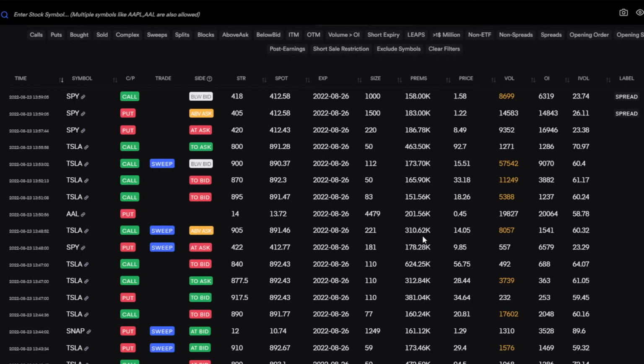But what I do like to see is that this is a sweep here above the ask, 905 strike, which is out of the money, short-term expiration, big premium, 310,000. This is telling me they are not uncertain. They are not uncertain about what direction the stock is going to go.